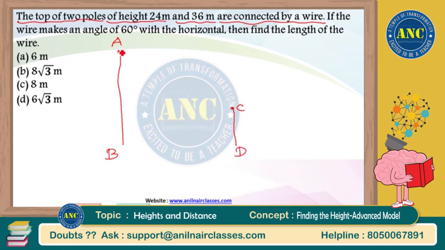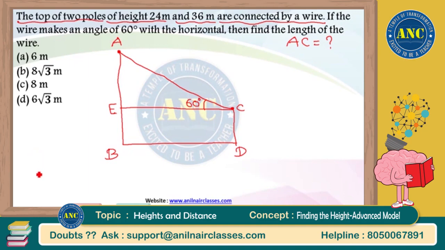The top of the two poles are connected by a wire. That wire is nothing but AC. I hope the first statement is clear. If the wire makes an angle of 60 degrees with the horizontal, this is the horizontal line EC. This wire is making an angle of 60 degrees with the horizontal. Then find the length of the wire. That means the AC value is what I am finding. This is the level ground BD, and the wire is making an angle of 60 degrees with the horizontal CE or EC, and I want to find the length of the wire AC.